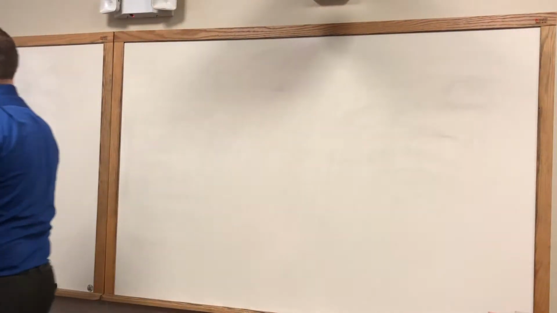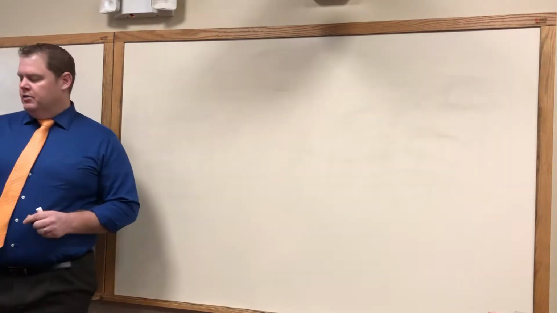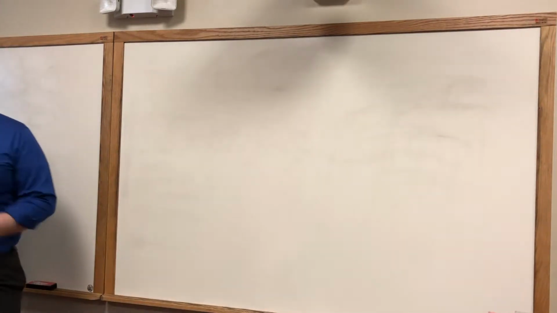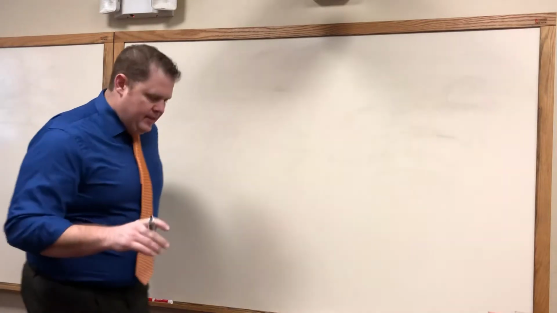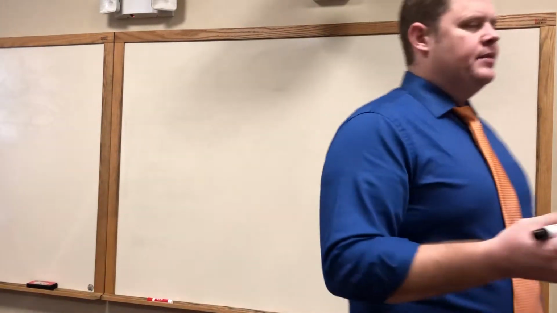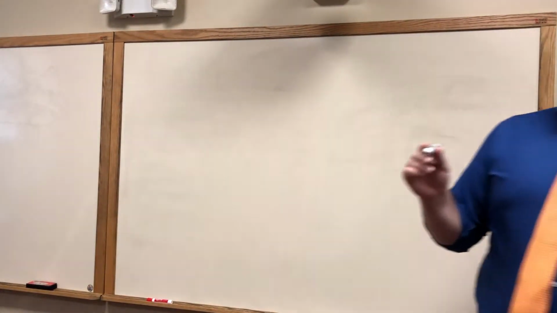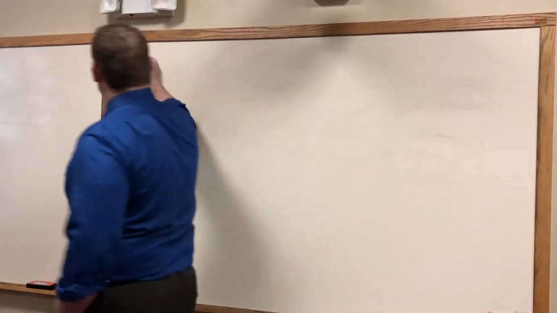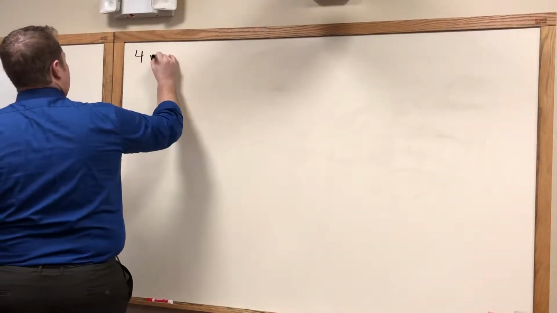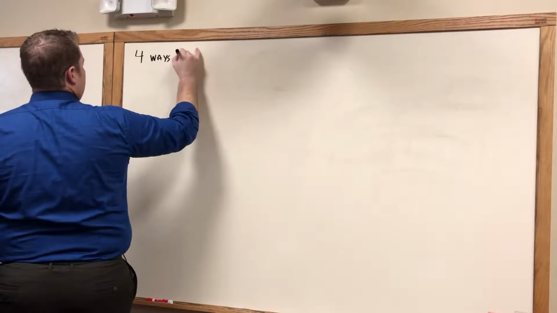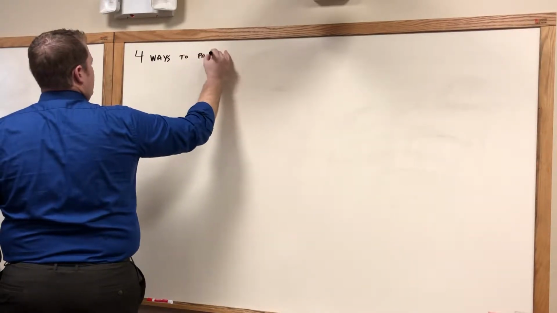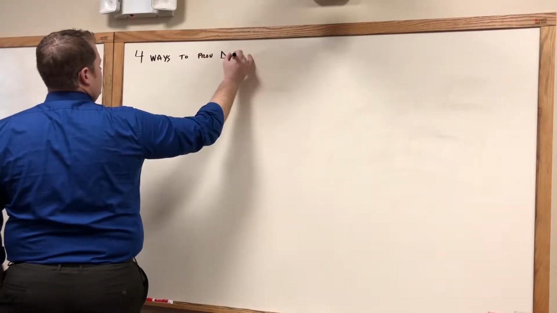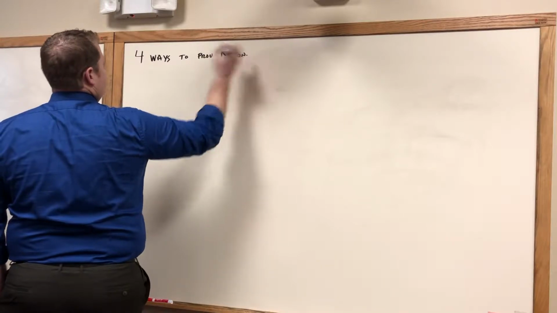All right, so what we're going to do today is chapter 4.4. Back in chapter 4.4, they taught you something. Now we have to go back and review one thing we've learned. There are 4 ways to prove triangles are congruent. All right, can somebody tell me what that is?